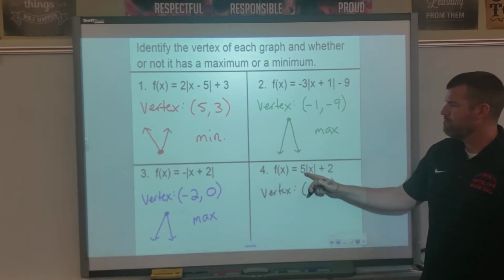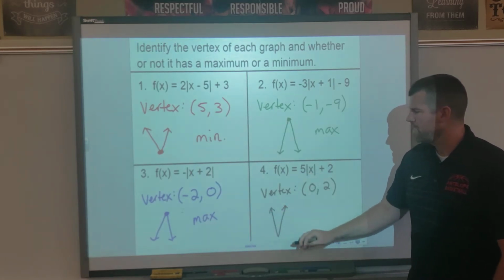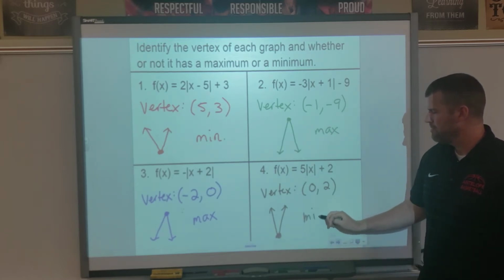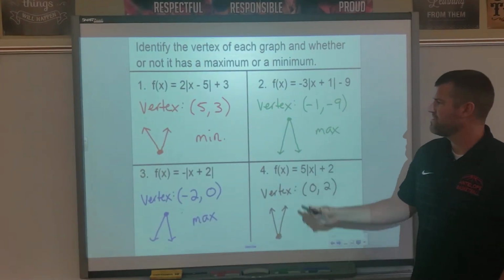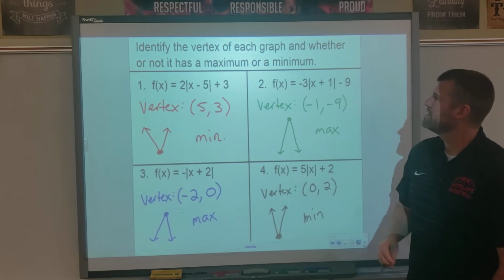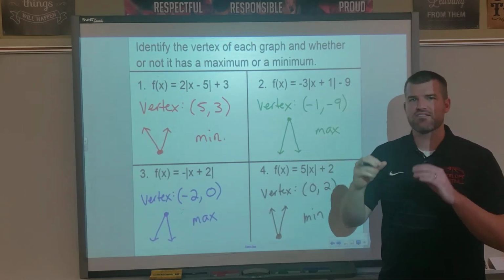And then because we have a positive A, we know it's going to open up. And if it opens up, that means our vertex is a minimum. So again, very similar. Biggest differences are that we have a V shape instead of a U shape. And the actual equation has bars instead of parentheses with a squared.